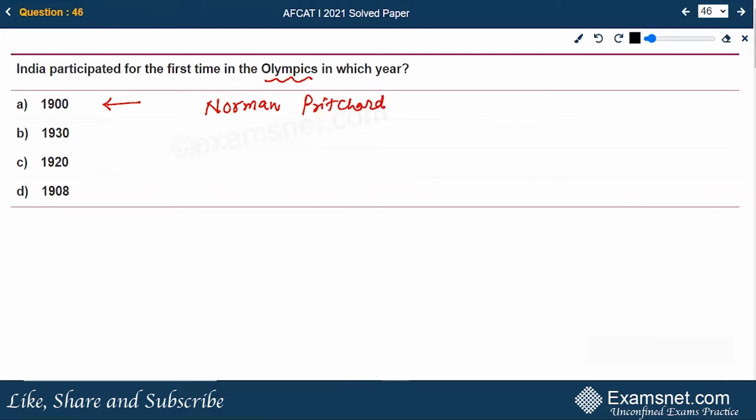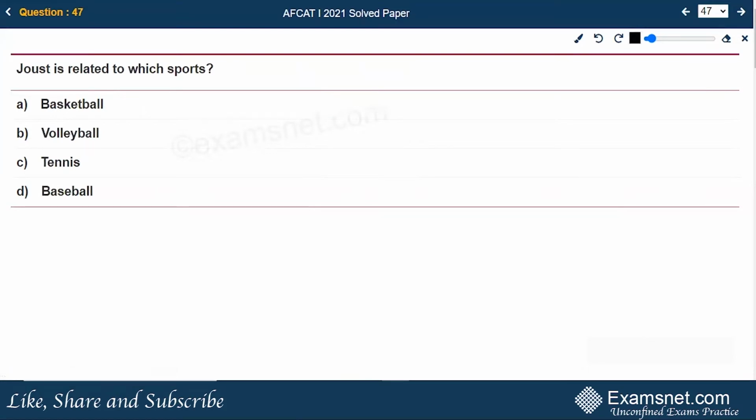He won 2 medals, both silver, in athletics. It first sent a team to the Summer Olympic Games in 1920, and then he participated in every Summer Olympic Games since then. So the answer to this question is option A. Next is question number 47.